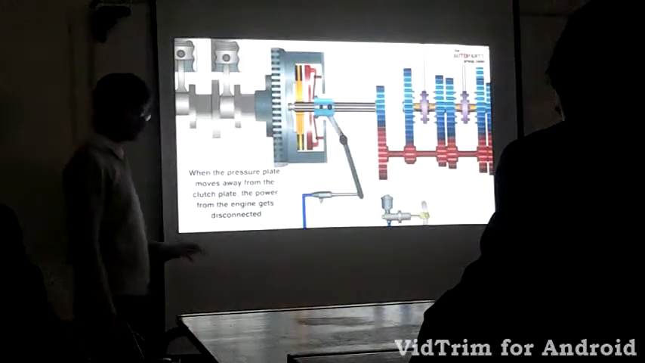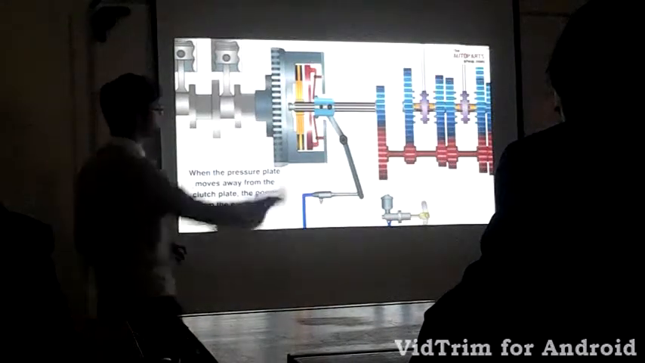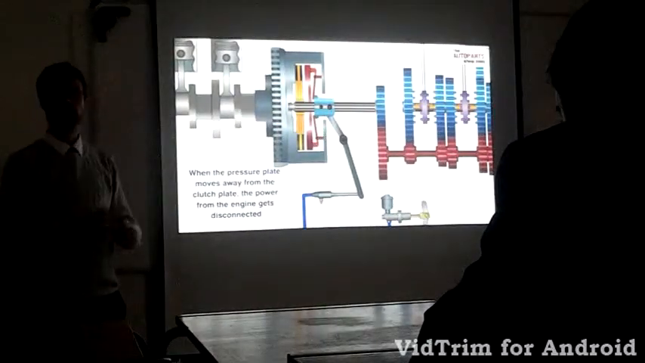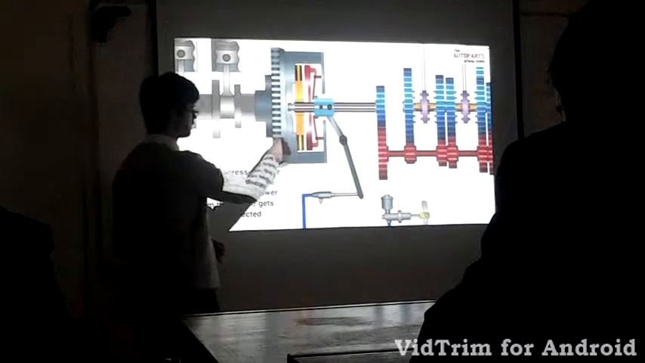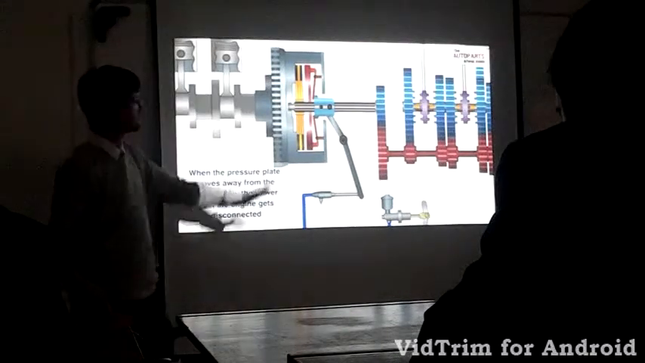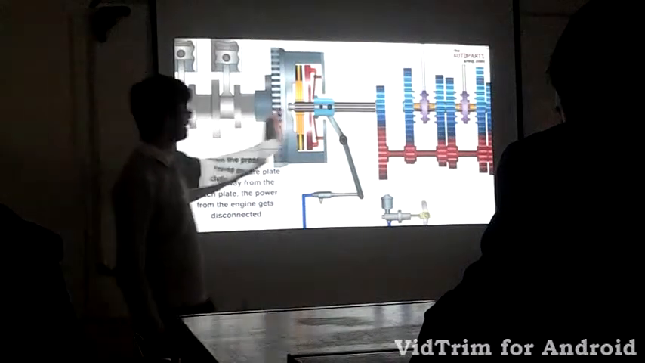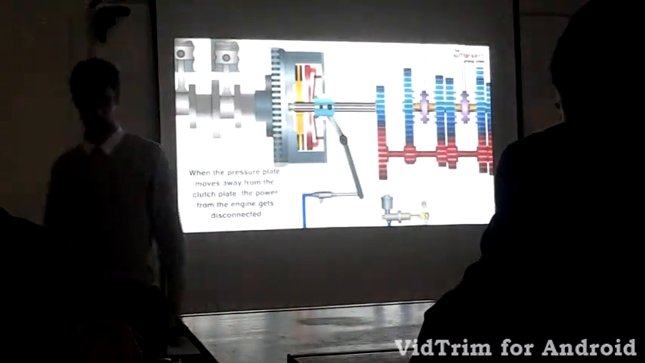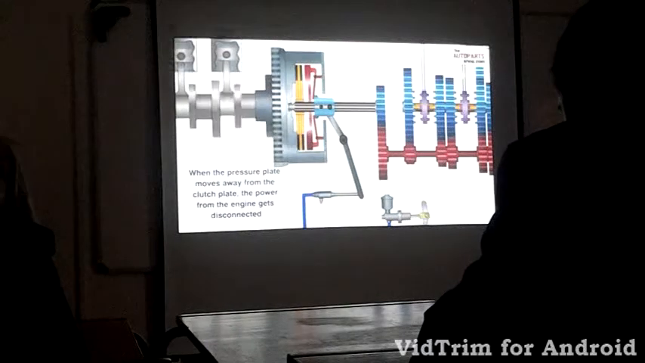As soon as you push your clutch in, it pulls the pressure plate off of your clutch plate, which then breaks the connection between the flywheel and your clutch plate. So everything here keeps moving, everything there stops moving. Follow? Everybody? Okay, simple as that. That's how your clutch works.